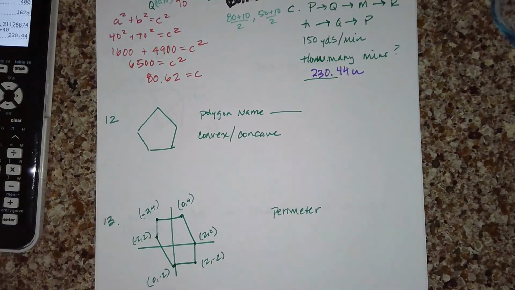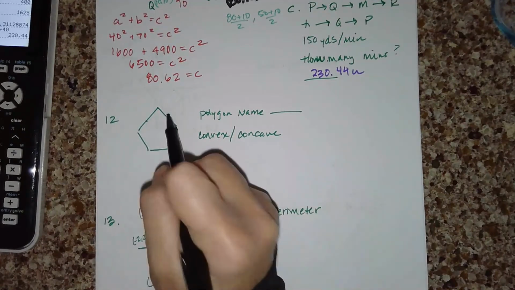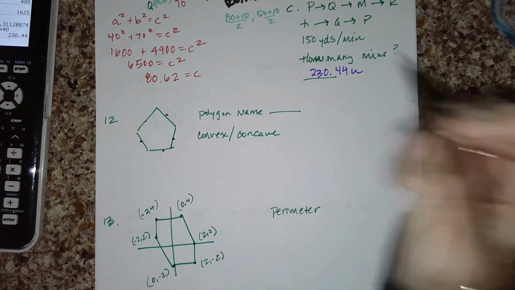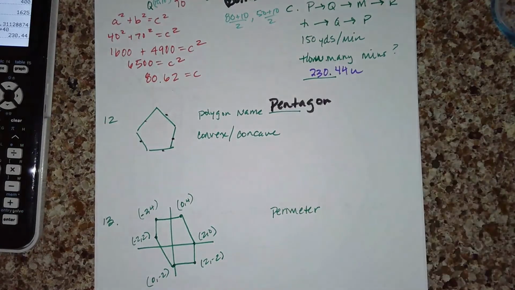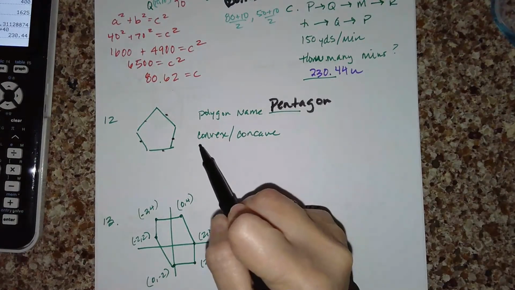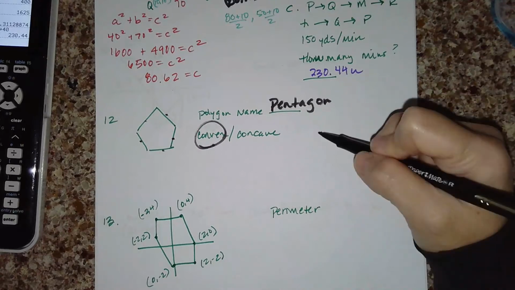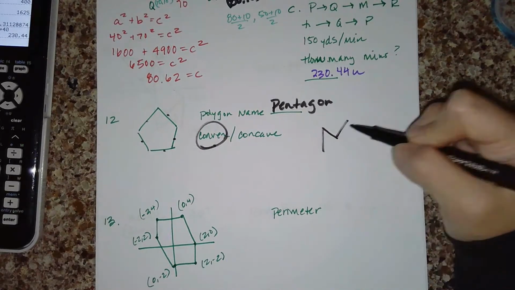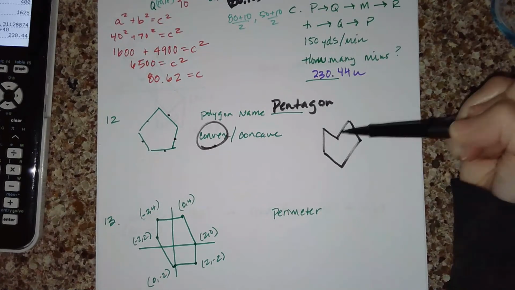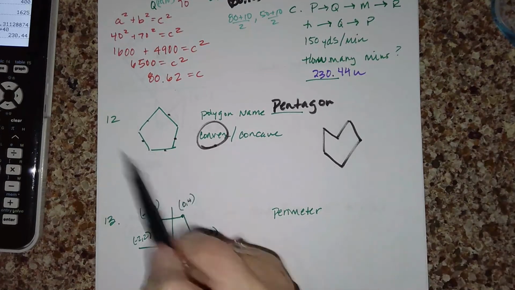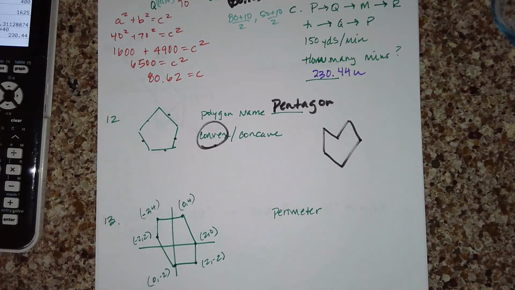Now we're talking about polygons. So name. So 1, 2, 3, 4, 5. It's a 5-sided polygon. I want you to know that that's a pentagon. Is it convex or concave? This is convex. Remember, an example of a concave polygon might look something like this. See how one side caves in? That's concave. When everything's kind of popped out, there's nothing that caves in, it's called convex.